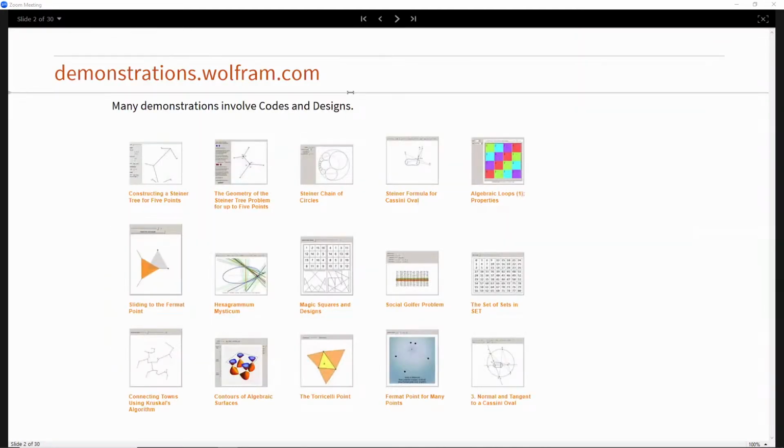And there are various demonstrations at demonstrations.wolfram.com that involve codes and designs. Here are a few with designs here. For example, the social golfer problem, which is a very tricky problem I'll be covering a bit later.